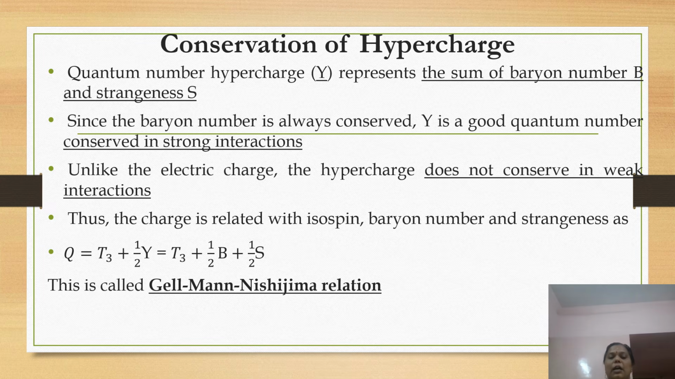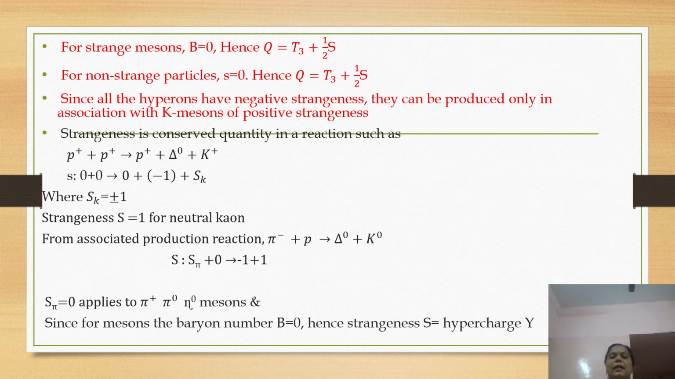So there is a formula to relate the charge with isospin, baryon number and strangeness. That is nothing but Q is equal to T3 plus 1/2 Y, which is T3 plus 1/2 B plus 1/2 S. And this relation is called the Gell-Mann-Nishijima relation. What is the Gell-Mann-Nishijima relation? The relation that relates the charge, isospin and the hypercharge of elementary particles.